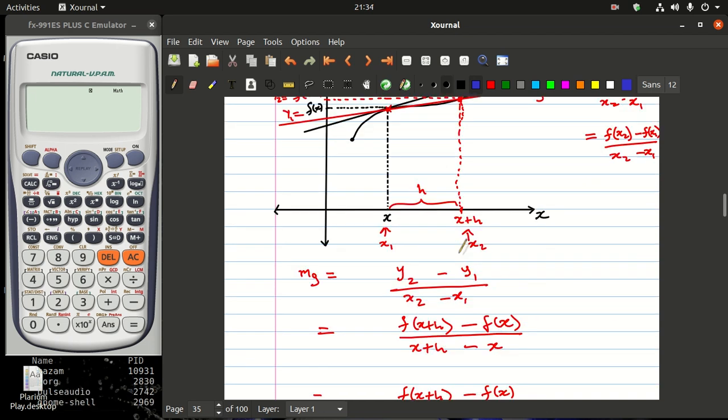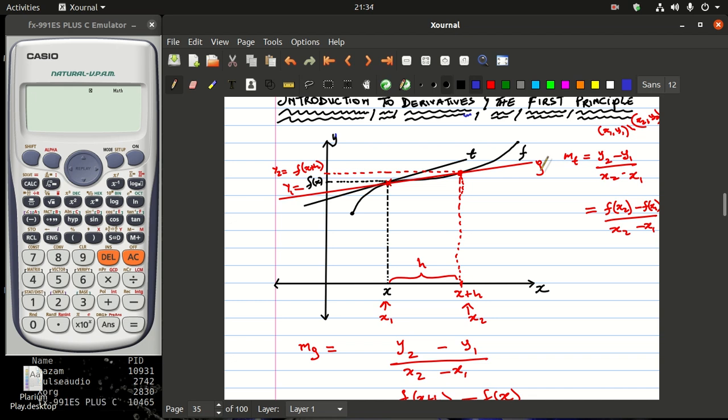Now we have found the slope of this line. Now the question is, what can we do to this line such that its slope is a good approximation of this line t here? Yes, we do need 2 points to find the slope. We have found the slope of this particular line here. So the next thing we need to do is make sure that this line here is so close to this line such that we cannot see the difference between them.